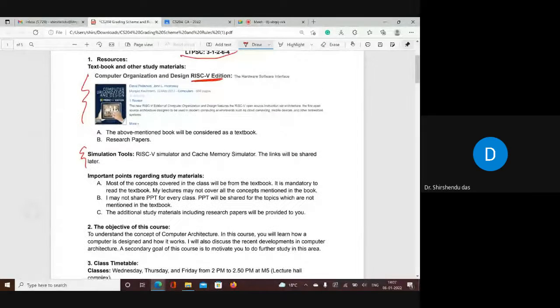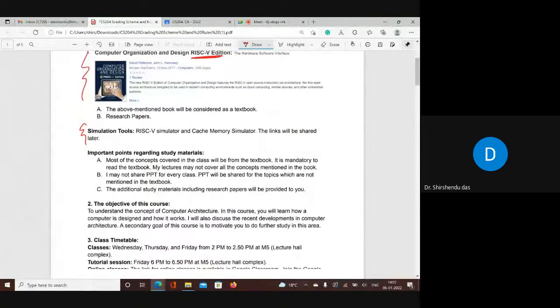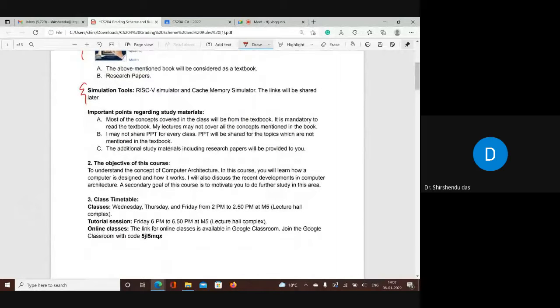So these are the resources, and an important point regarding study material: most of the concepts covered in the class will be from the textbook. It is mandatory to read the textbook. My lectures may not cover all the concepts mentioned in the book. So this point is very important. Yes, I'll discuss the concepts written in this textbook, and whatever I discuss in class, most of it will be from the textbook.